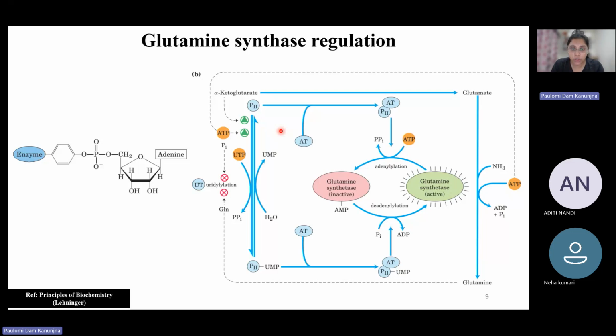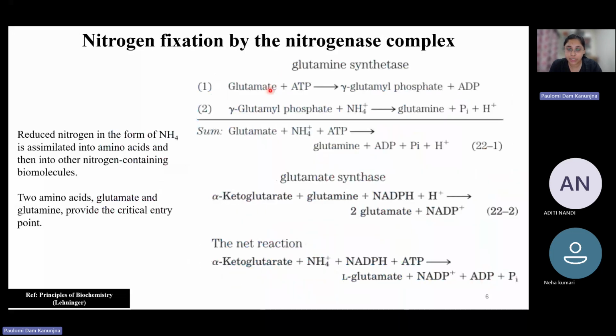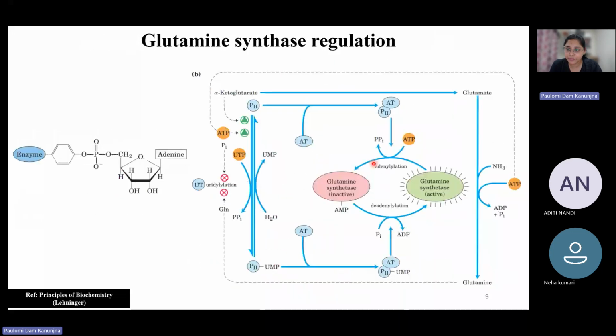Let's look into this flowchart to understand what's exactly happening. So this is the reaction. Alpha ketoglutarate getting converted to glutamate, and that's finally getting converted to glutamine. That is what exactly the reaction is all about. Glutamate to glutamine. Right? Now, which enzyme is taking place here? Glutamine synthetase. When this glutamine synthetase is active, this reaction takes place.